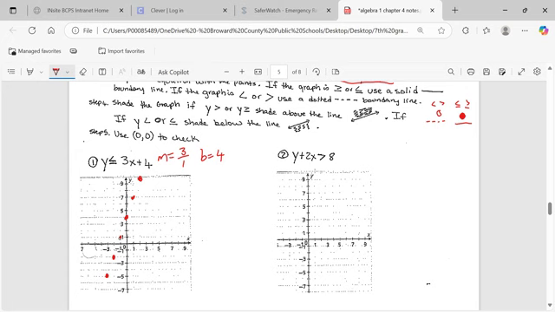Now that I have my line, I need to determine, will it be a solid line or a dotted open line?